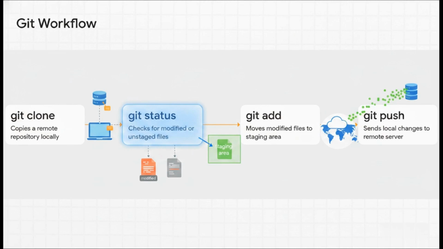It shows you modified or unstaged files in bright red. Once you're happy with your work, you just use git add to move those red files over into the green staging area, basically teeing them up for a commit. Finally, after you actually commit that work locally, a quick git push sends all your changes upstream to the remote server, making them available for the rest of your team.